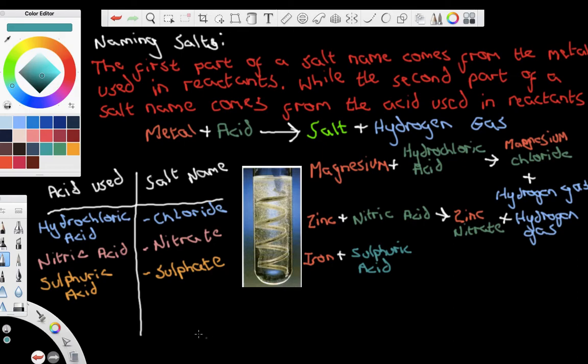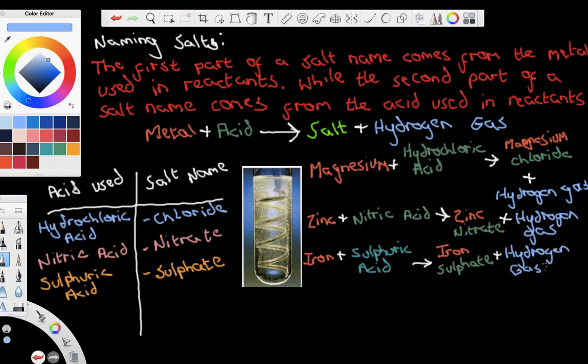Okay, so you should have paused the video. Our reactants were iron plus sulfuric acid, so our metal is iron, our acid is sulfuric. We're then going to draw an arrow. If you drew an equal sign, you got it wrong. You must always draw an arrow. And our salt is going to be iron sulfate, because we're taking sulfuric acid and we're turning it into iron sulfate. However, that is not finished. We need to add on the end our hydrogen gas.